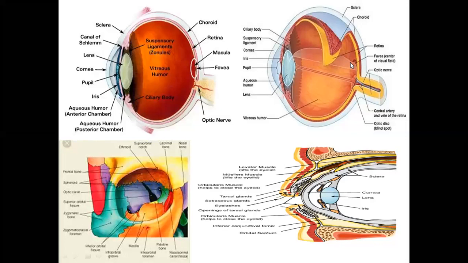The fovea contains the collection of the cones. Cones are light sensitive receptors, and this fovea will give you better visual acuity and color vision, because the fovea is filled with cones, the light sensitive receptors. Due to the fovea and the density of the cones, it will give you a better vision. So this is a fovea.